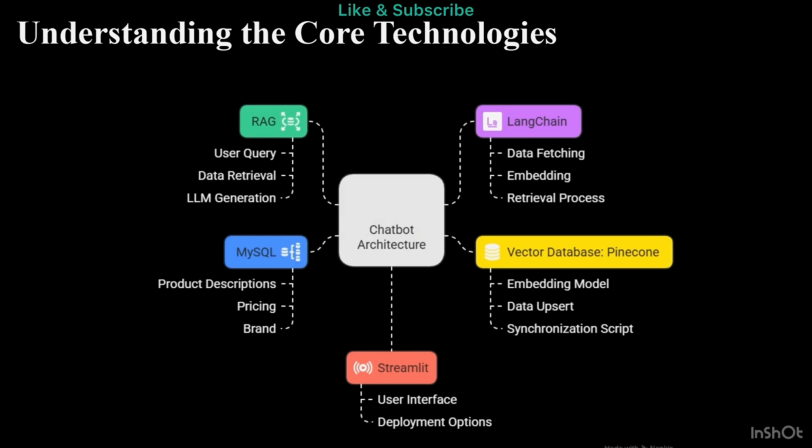Now that you understand how the flow works, let us break down the core technologies powering the chatbot. At the center, we are using RAG, Retrieval Augmented Generation. The first thing is the blue box where we have MySQL. The question comes, where is the data coming from? We start with our MySQL relational database. Here we'll be storing all our product information like description, pricing, brand, gender, category, whatever. If you want to use some other kind of data set, then all those kinds of features. This gives us a structured and scalable way to manage our product catalog.